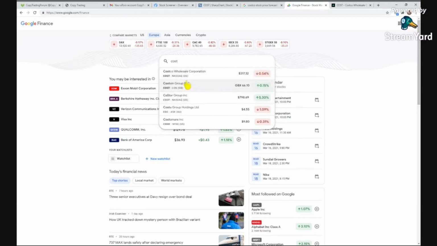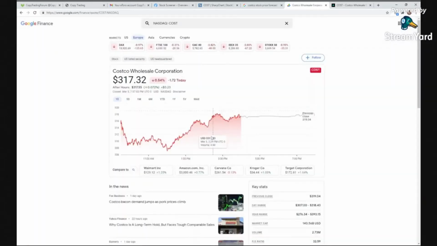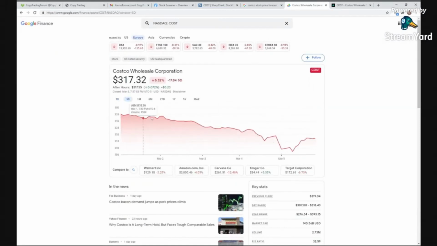And I click on Costco on the NASDAQ here. And Google has lovely charts here. You can see nice charts here, guys. Over 5 days, you can see it drop, drop, drop. Is this the lowest point and it's starting to gain? Okay, you can see there that it dropped and started to bounce back up. So that's why I'm buying now.